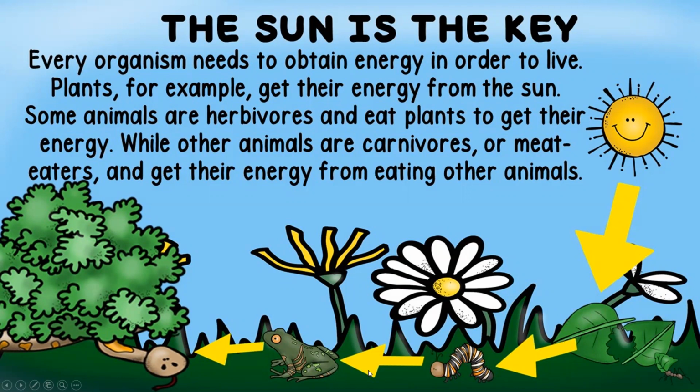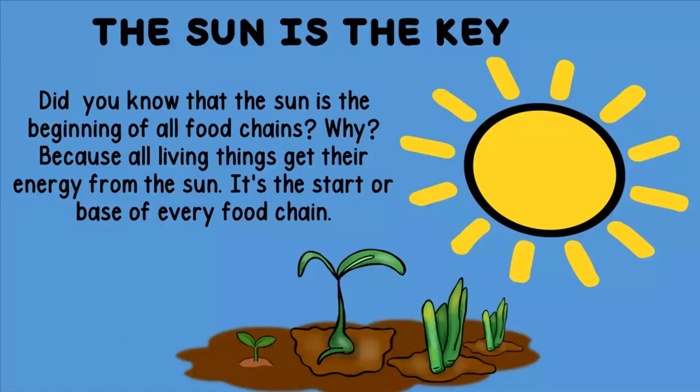So again, like I said before, even though the snake is not getting his energy and food directly from the sun, he's still relying on the sun to help with his food, right? Because if there was no sun, the plants wouldn't grow, the caterpillars wouldn't be able to eat the plants, the frog wouldn't be able to eat the caterpillar, and then the snake wouldn't be able to eat the frog. So our sun basically starts all of our food chains. It helps the plants grow, and then everything kind of takes off from there.